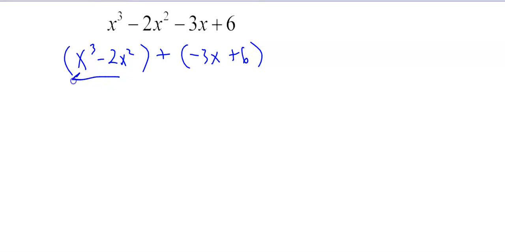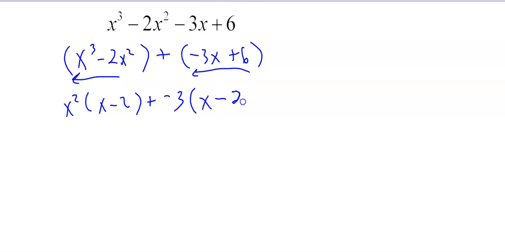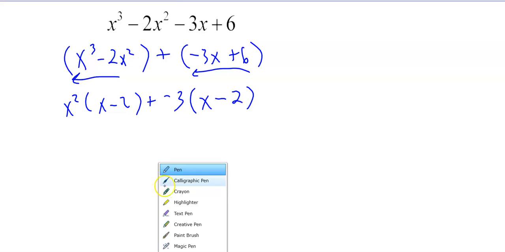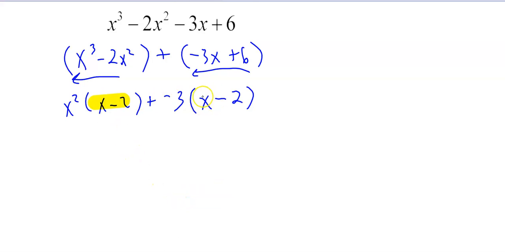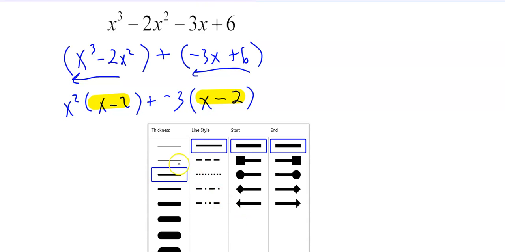Second step, pull out the GCF in each one: x squared times x minus 2, plus, pull out the GCF. Don't just pull out the 3, but that 3 is negative in front. We don't want that, so we're going to pull out a negative 3. And we get positive x minus 2. And hopefully these parentheses match. They do. That means we've been successful.